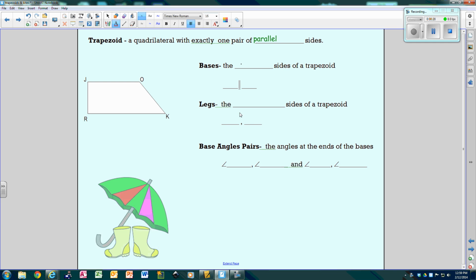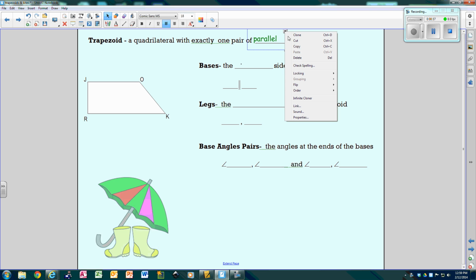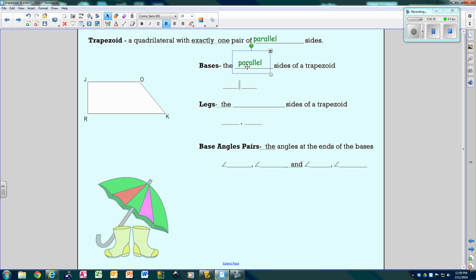So the bases are the parallel sides, okay? So if we go up here, we'll just copy this word. So the bases are the parallel sides. So here we have the bases are going to be JO and RK. And we'll line those up. So JO and RK are going to be our parallel sides. So JO is parallel to RK.